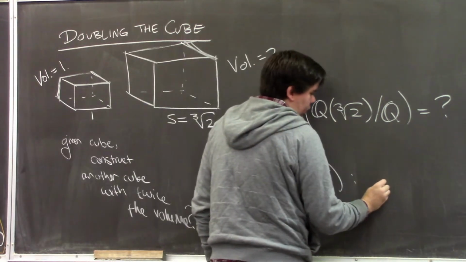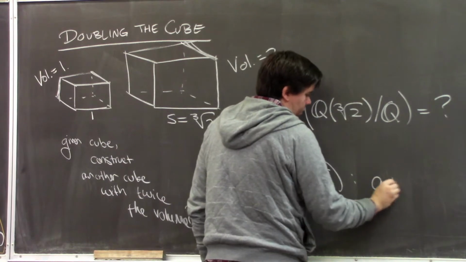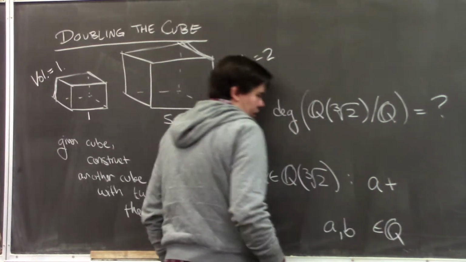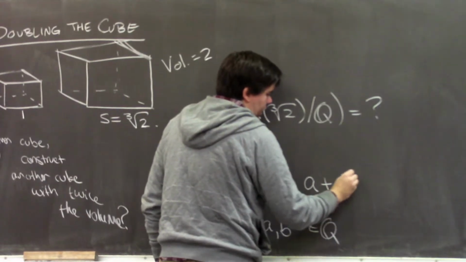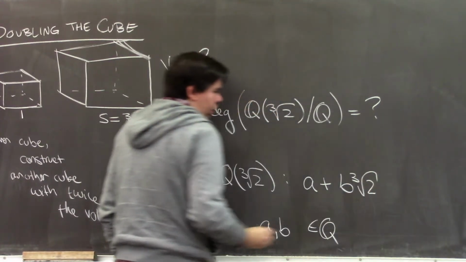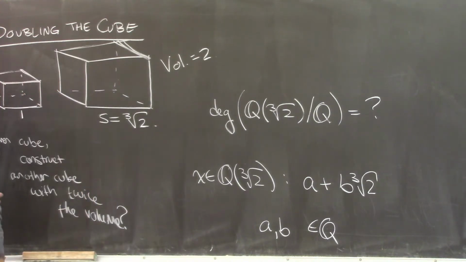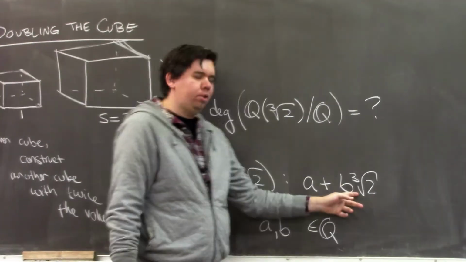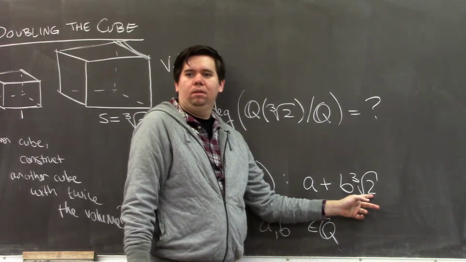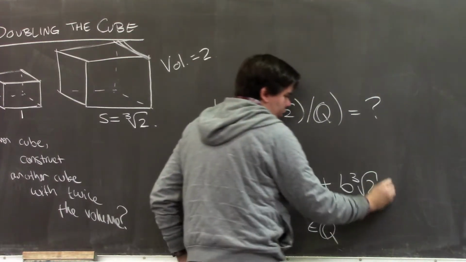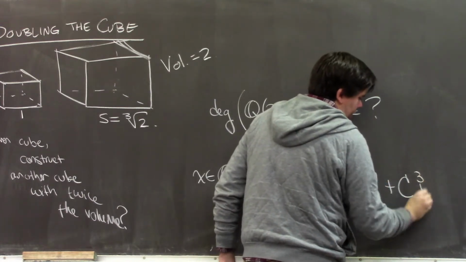Yeah, so you could say it's some a plus b cube root of 2, where my a and my b are going to be rational numbers. Is that it? Well, what happens when you do cube root of 2 times cube root of 2? Yeah, you also have a cube root of 4 piece.